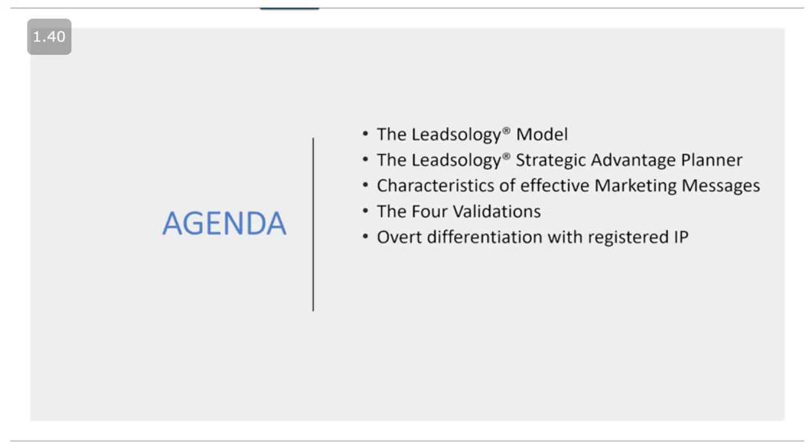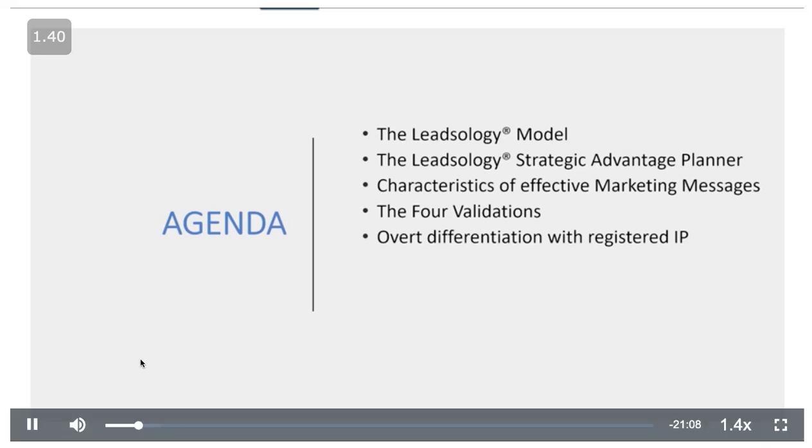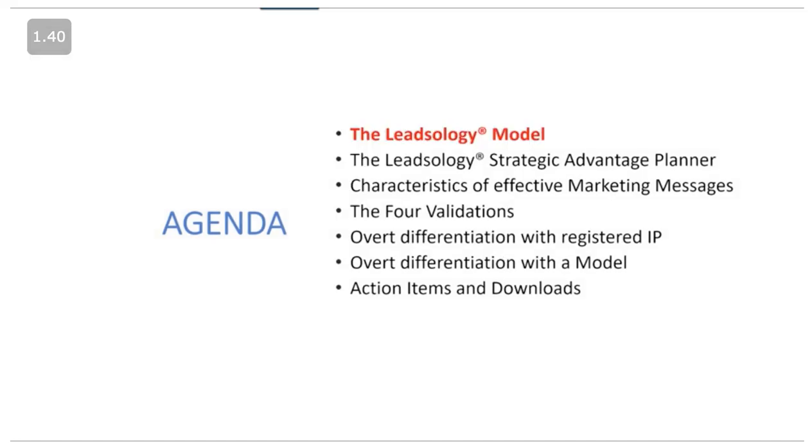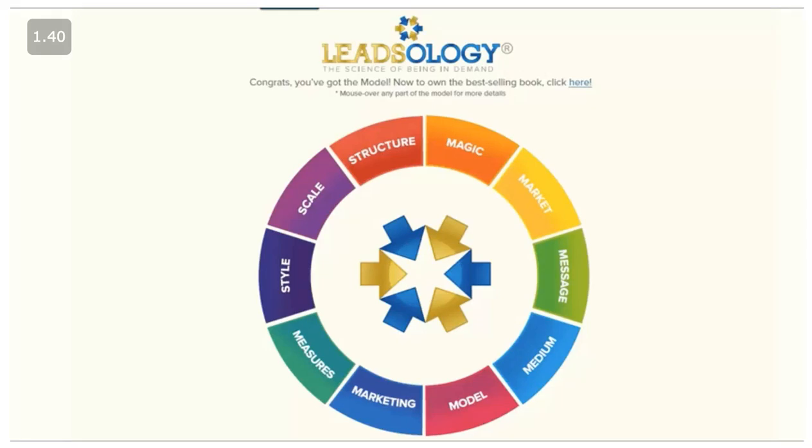We're going to then look at driving differentiation even deeper, if you like, by registering a name for your service, which becomes your registered intellectual property, and driving that differentiation even further by developing a value delivery model. Of course, we'll look at action items and downloads, as is our custom with these modules. So where does messaging the magic fit into this whole process?